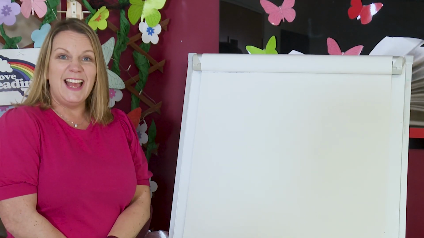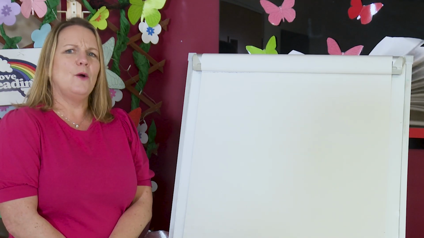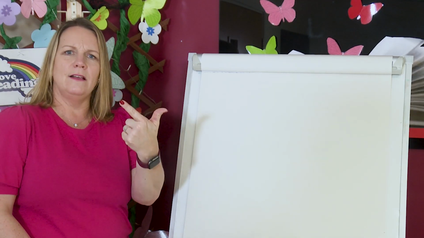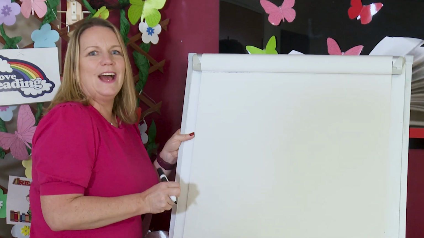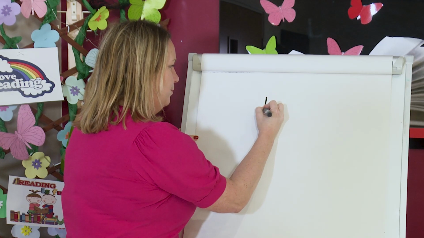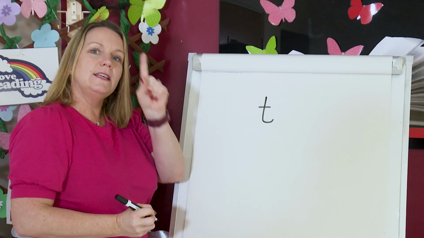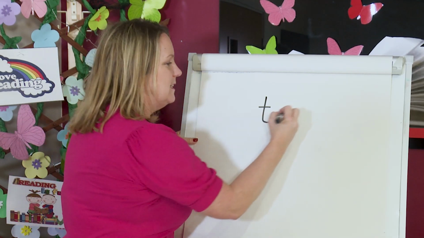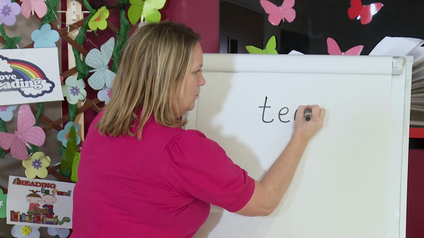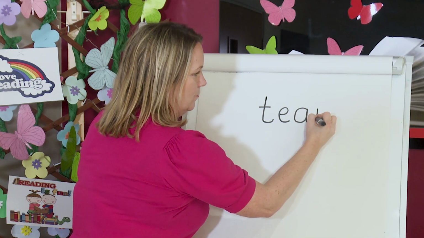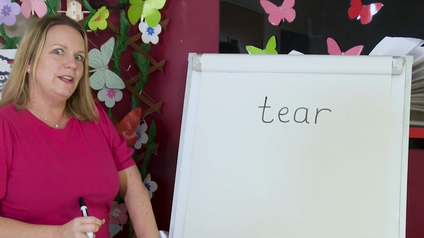Let's spell tear. Segment the sounds with me. Tear, t, air. Let's count how many sounds there are. T, air. That's 2 sounds. Watch me write tear, and I need those 2 sounds. T. Air is a trigraph. 3 letters, 1 sound. So I need to write 3 letters. Tear. T, air, tear. Now let's hide the word.